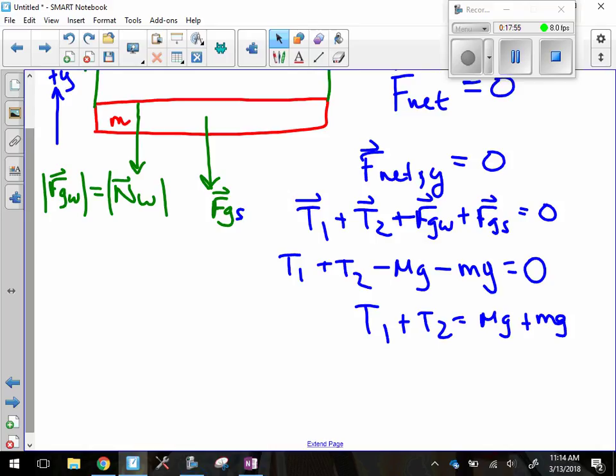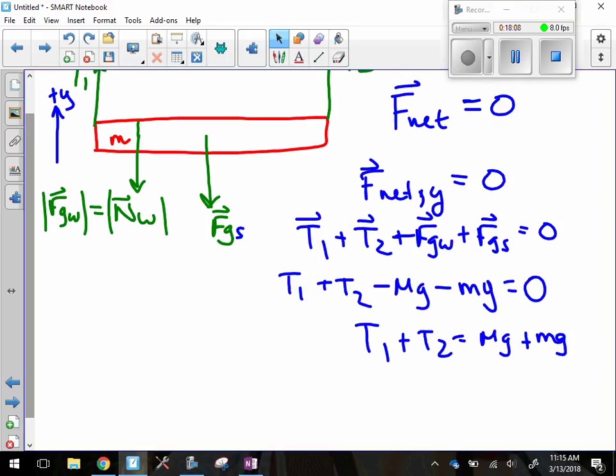Which leads me to a problem. Because how many unknowns do I have? How many equations do I have? So what do I need? I need another equation. Now normally we might go to the x direction. Do I have forces in the x direction? Do I have forces in the z direction? No, so I'm not going to be able to use that to figure it out.